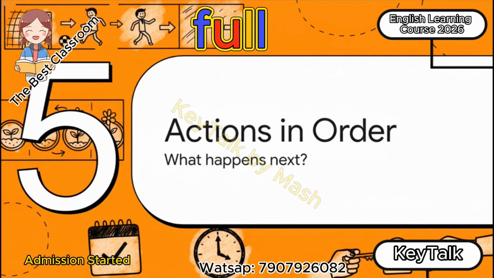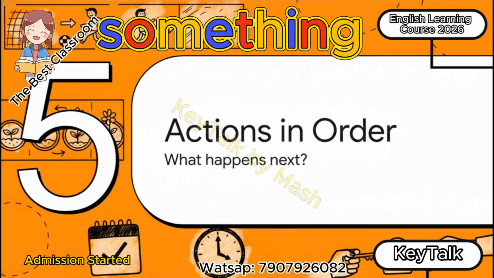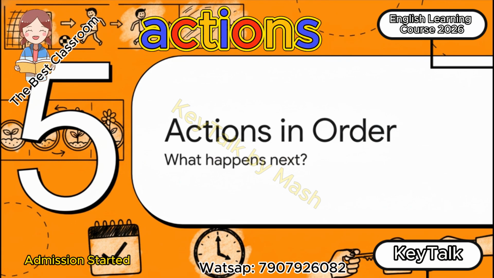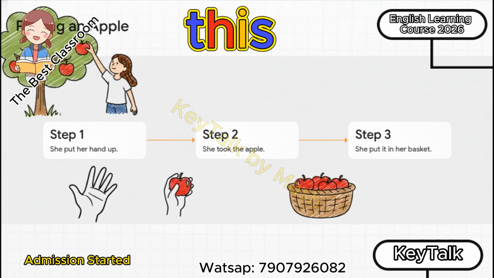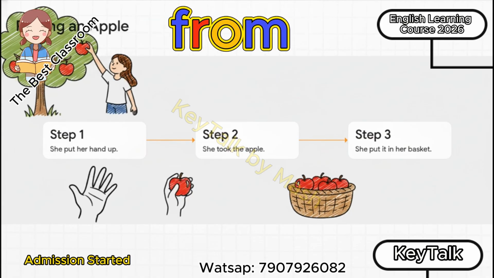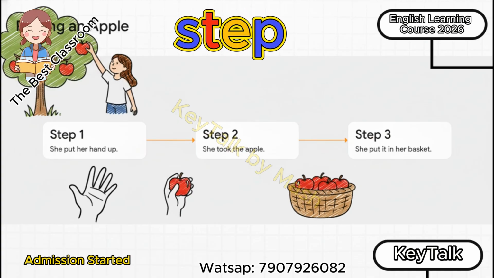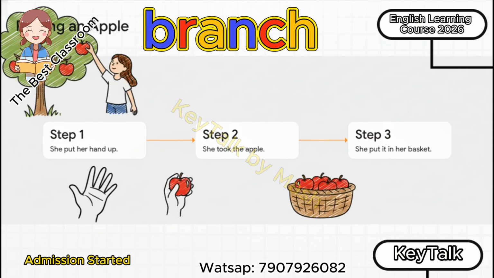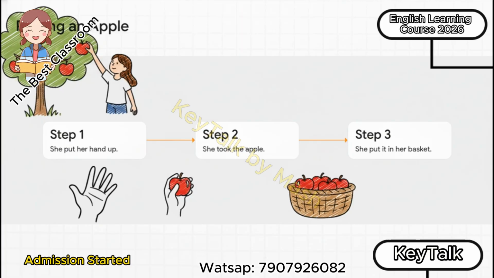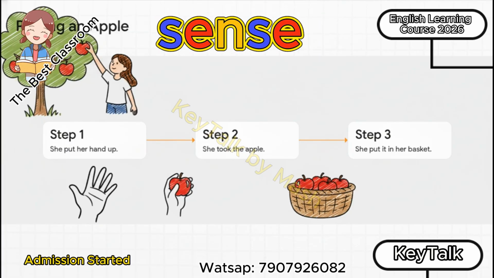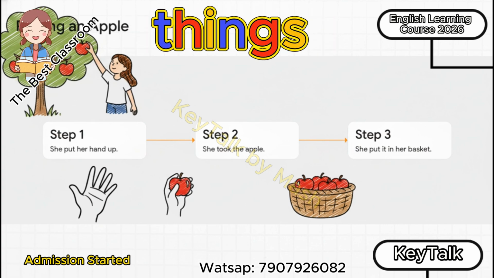So, the world is full of action, right? People and things are always moving, always doing something. So let's figure out how we can talk about those actions, and maybe even more important, the order that they happen in. Okay, check this out. We've got a girl picking an apple from a tree. It happens in a few clear steps. So, step 1, she puts her hand up. Step 2, she takes the apple right off the branch. And step 3, she puts it in her basket. See that? 1, 2, 3. Following those steps helps the whole story make sense. Using words like first, second, and third is super helpful for showing the order of things.